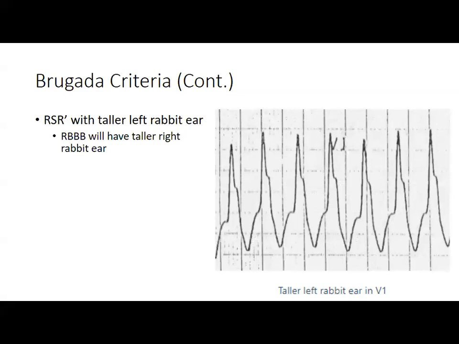And then last point, this one is very specific. Again, for the most part, I just want you to know that these exist and then revisit them at some point later in the year. If your RSR prime, the left rabbit ear, is taller than your right, that means it's much more likely to be VT as well.